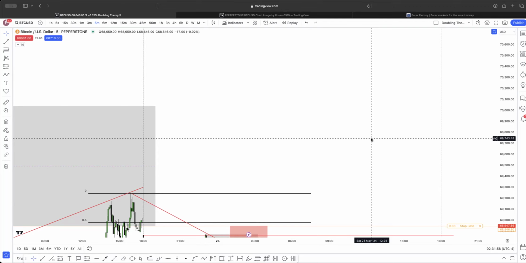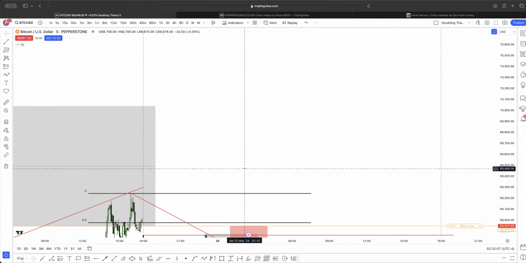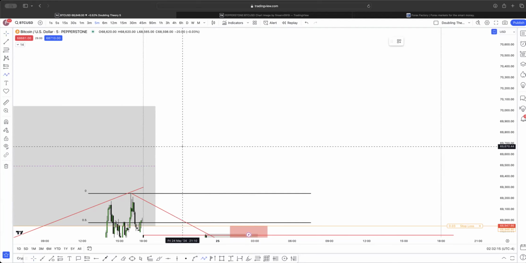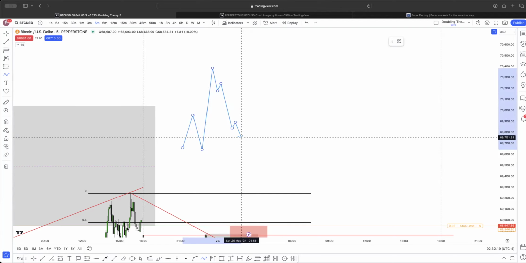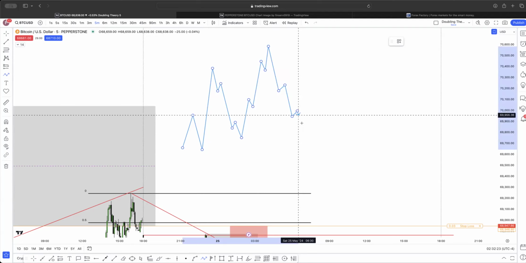Now, in order to understand market maker models, you all know that I made 2 videos about this, and each video just gets better than the last. A market maker model is how price books every single time. If you see this move down here, that's a market maker model. If you see this move back up, that's a market maker model. This move back down is a market maker model.